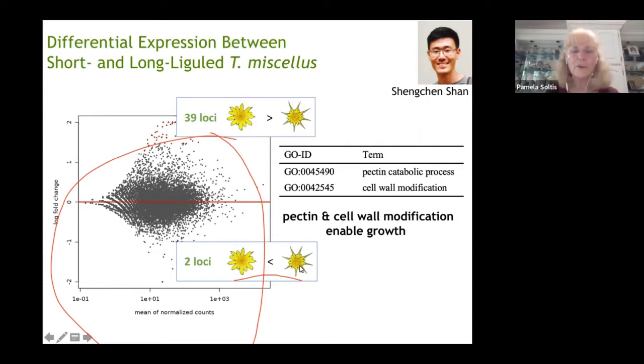short liguled form. And when we do investigate what those loci might be doing, they tend to be associated with pectin and other aspects related to cell wall modification and things that enable growth. And this actually is an interesting finding because these represent different sizes of ray flowers or ligules, as they've been referred to. And so the fact that they may be associated with different growth forms and different aspects of growth provides us with some potential candidates for investigating further.